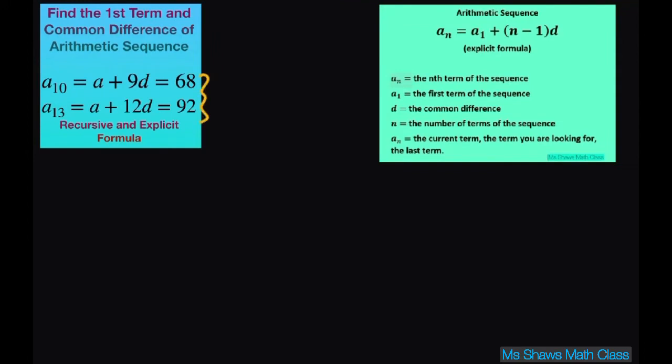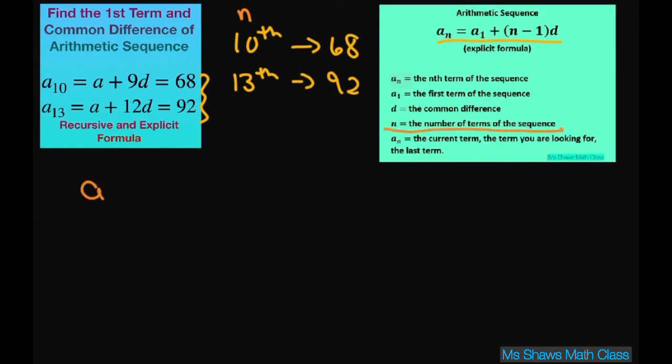I went ahead and did this part. I used my explicit formula. I know that my 10th term, and this is what the problem was, is 68. And I know my 13th term is 92. So this is your n. N is the number of terms in the sequence, and a sub 10 is the nth term of the sequence. So these numbers should match.